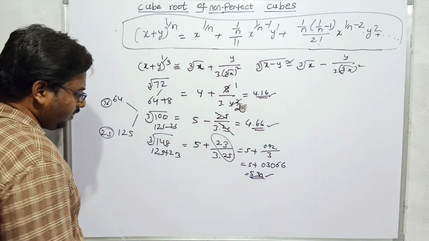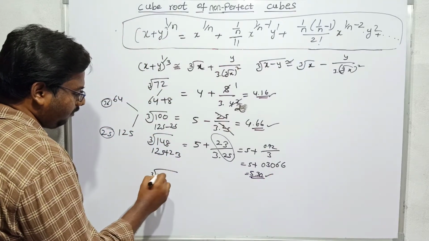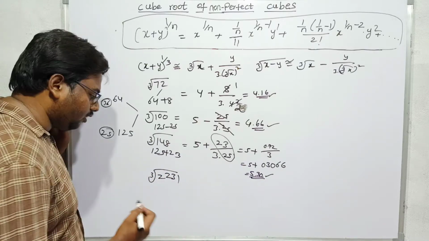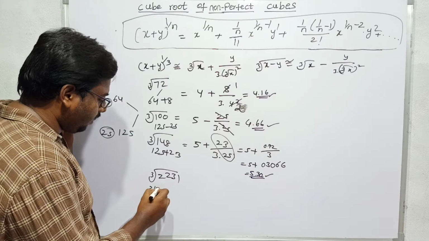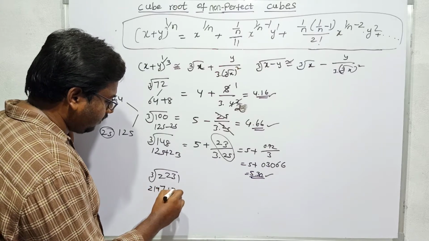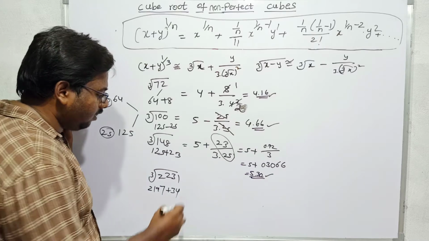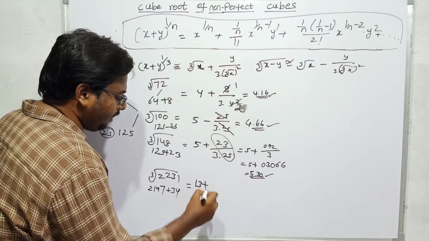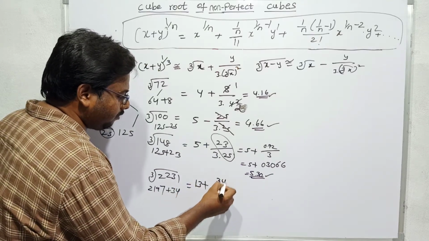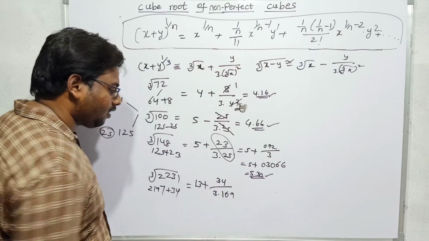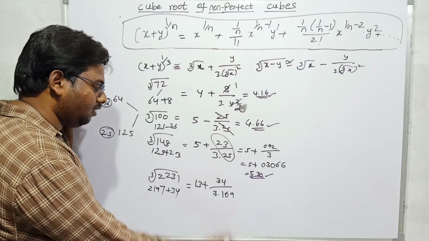So if you calculate one more value, the cube root of 2231, you can calculate this based on 13 cube. 13 cube is nothing but 2197, plus 34. I can calculate like this. 13 cube is nothing but 2197. So 13 plus the gap 34 by 3 into 13 square, which is 169. So you have to operate this value.